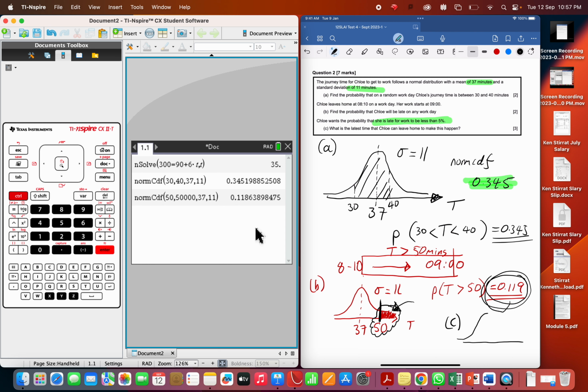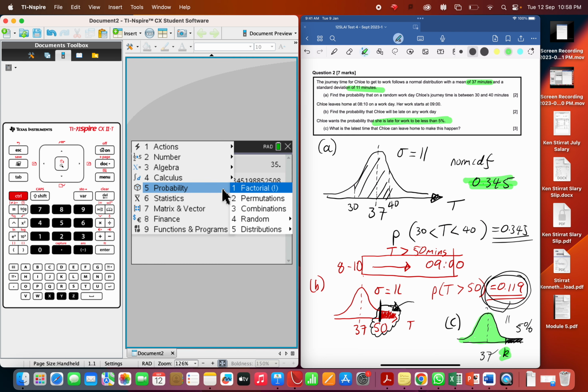Okay, so up we go here. Let's have a little look. This is 37 again. This is 11. There's a certain value k, and we want this to be only 5%. So you can maybe see where this is going. This is going to be an inverse norm, and in inverse norm we need to put in the area of the probability first, and then out will come this k value, and this will tell you the journey time. So let's go ahead and find that.